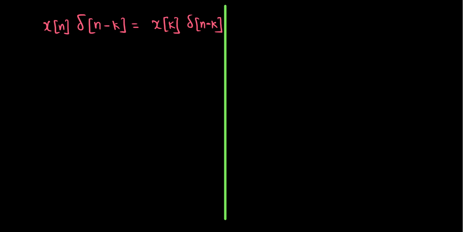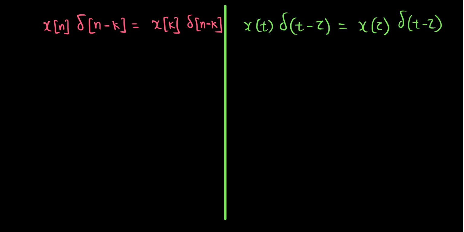Similarly, we can define that for the continuous time case. x of t, if it is being multiplied by a shifted impulse, say t minus tau, then it would result in the same impulse, t minus tau, but being scaled by a factor of the x being located at the shifted instance. So x of tau.